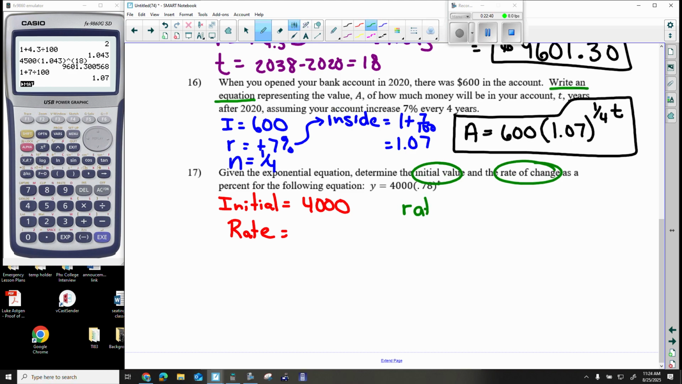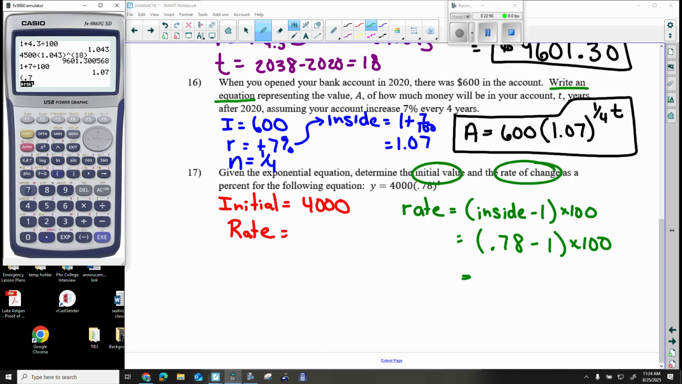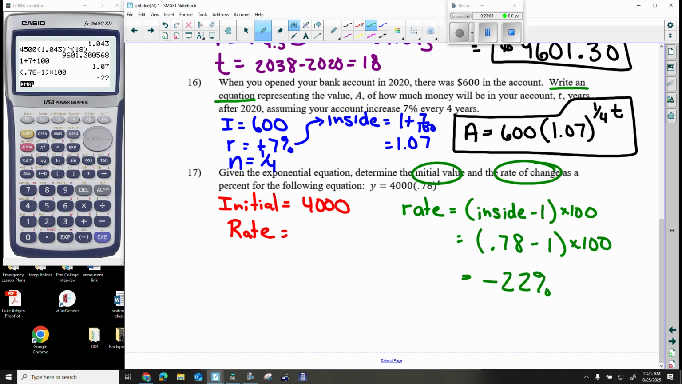So the rate is going to be the inside minus 1 times 100. So that is going to be 0.78 minus 1 times 100. That's down 22%. So that is our rate. Make your answer obvious. Clearly write your answer. That is how we do this correctly.